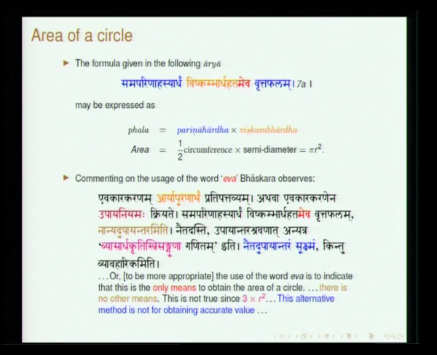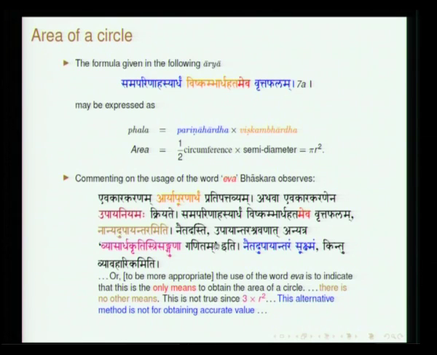Samaparinahasya artham vishkambharda hatameva vritta phalam, nanyadupayantaram asti. So, there is no other means. This is the only means to obtain the exact area of a circle. Why should he say so? If there are different paths to reach a place, then you can say choose only this path. If there is only one path, then there is no point in saying that you have to go only by this path.